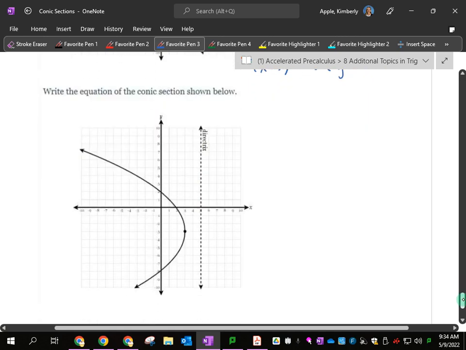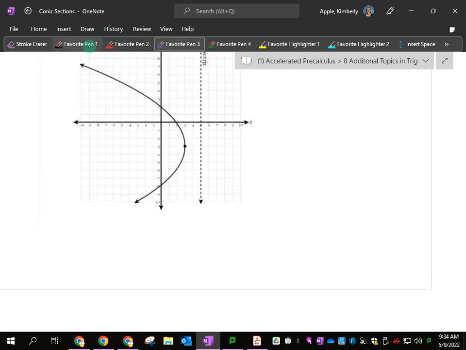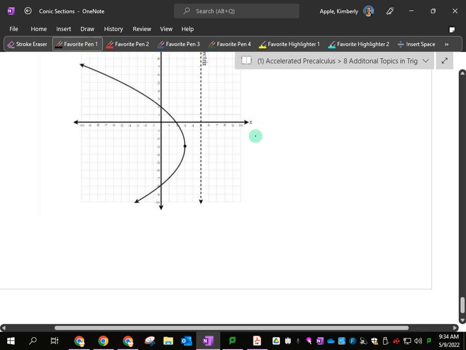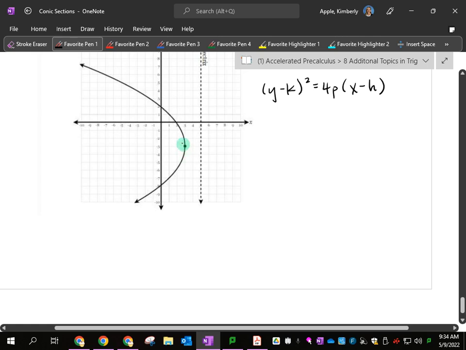All right, that one was given the focus. Now let's do one given the directrix. Doesn't matter. P is still the vertex to the directrix, just like it was the vertex to the focus. This one opens left and right. So we're going to use a different formula. This one's going to be y minus k squared equals 4p times x minus h. Oh, remember I need a vertex. What is this? 3, negative 3? This is h. This is k.